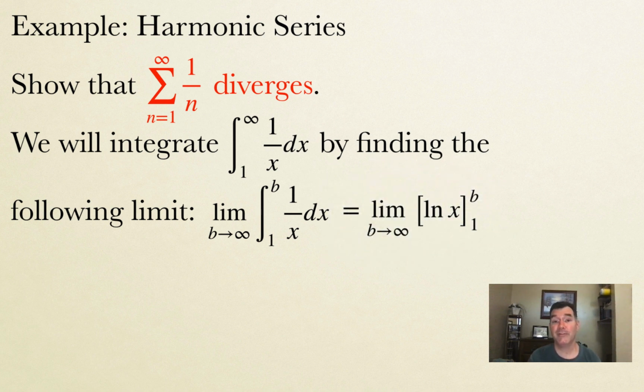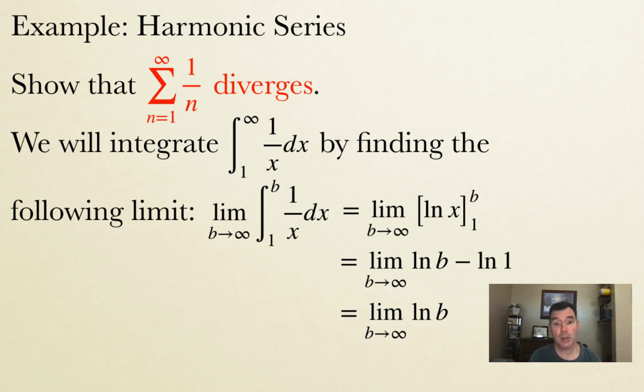Well, the antiderivative of 1 over x is natural log of x, and I'm going to plug in 1 and b, and I'm going to let b approach infinity. So that gets me the natural log of b minus the natural log of 1. The natural log of 1 is 0. So all I'm left with is the natural log of b.